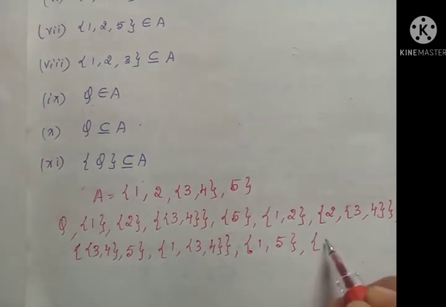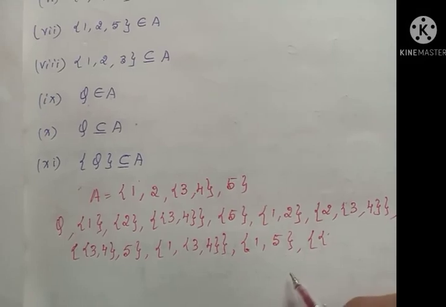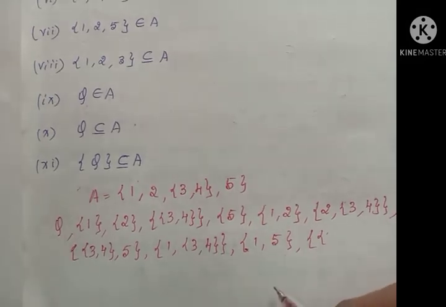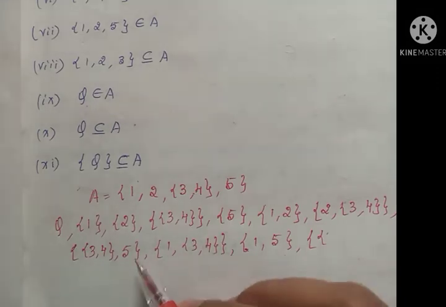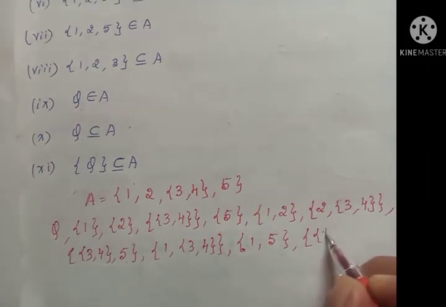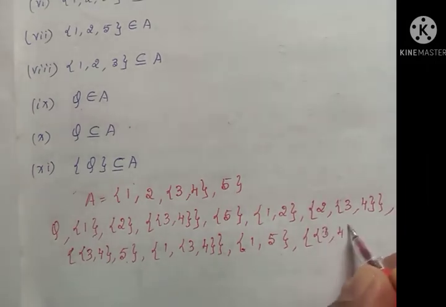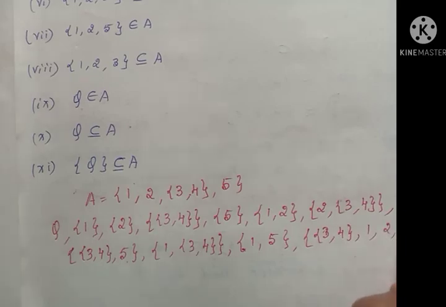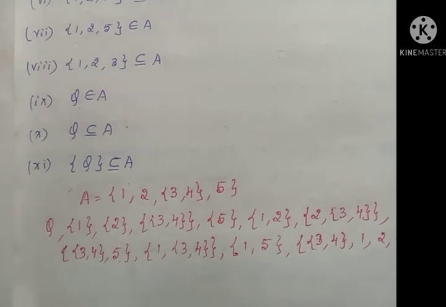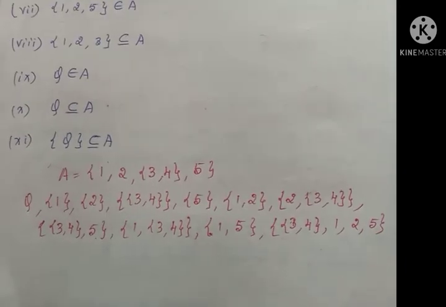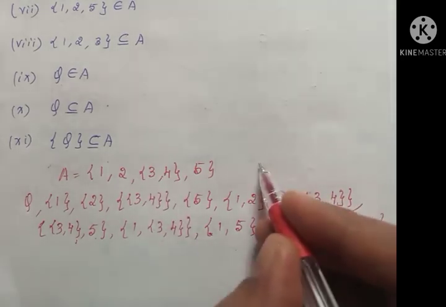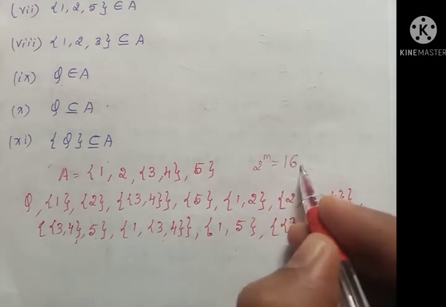Then after that, what is remaining? 2, {3, 4} done. 1, {3, 4} done. 1, 5 done. {3, 4}, 5 done. Then 1, {3, 4}. That is the given set itself. Like this you can collect all the elements here. So 1, 2, 3, 4, 5, 6, 7, 8, 9, 10, 11. So you know that what is the number of subsets? 2 to the power m. So total you should write 16 elements.